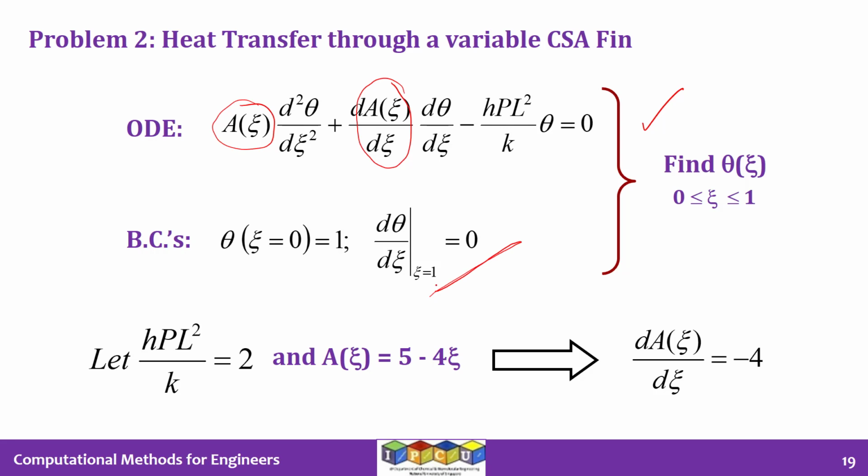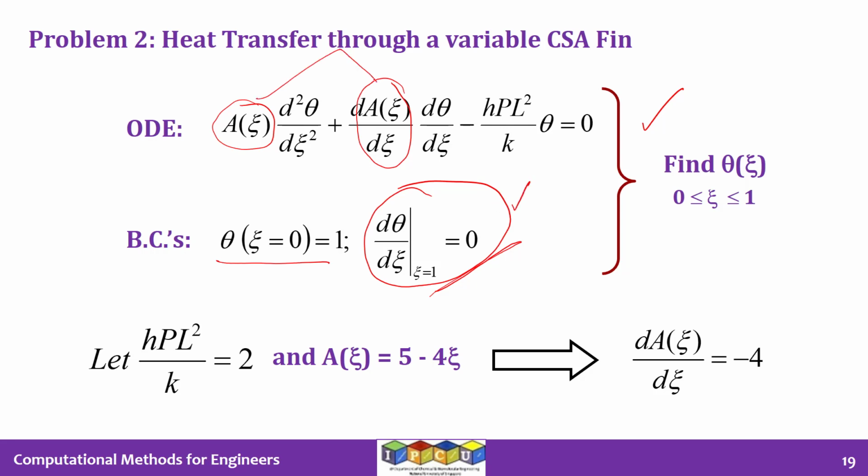In the previous example, both the boundary conditions were in terms of the dependent variable directly. Here, one boundary condition is given in terms of the dependent variable itself, and another boundary condition is given in terms of the derivative of the dependent variable. So this is one element of complexity in this particular problem.